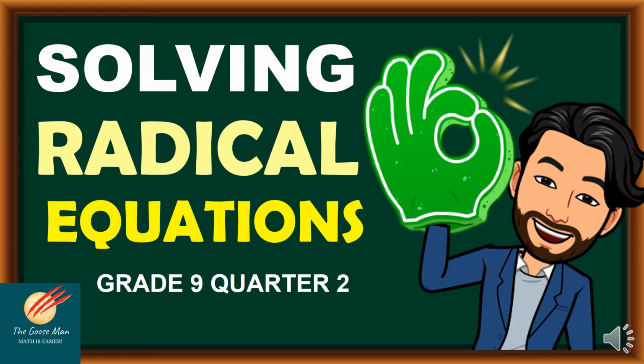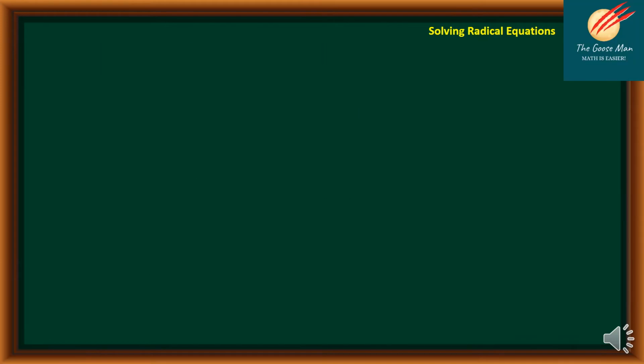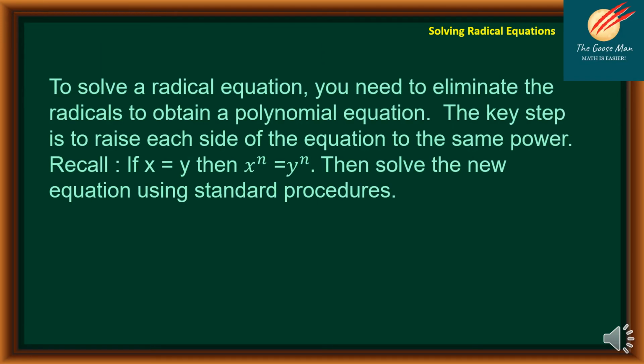This is Teacher Onin de Guzman, and our topic for today is solving radical equations for grade 9, quarter 2. To solve a radical equation, you need to eliminate the radicals to obtain a polynomial equation. The key step is to raise each side of the equation to the same power. Recall that if x is equal to y, then x raised to n is equal to y raised to n. Then solve the new equation using standard procedures.